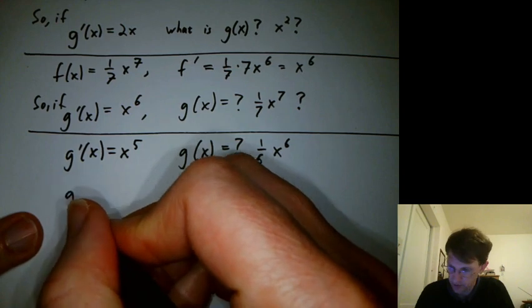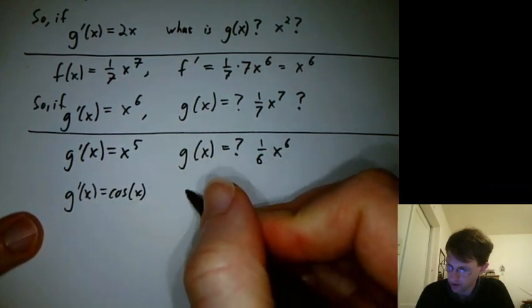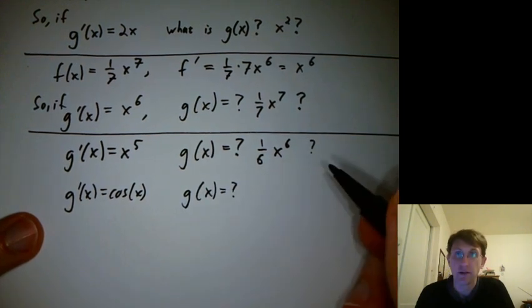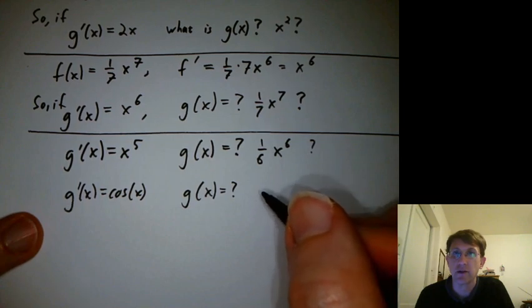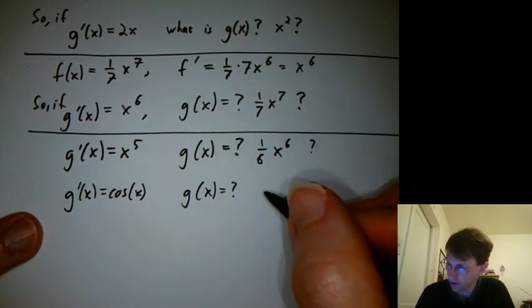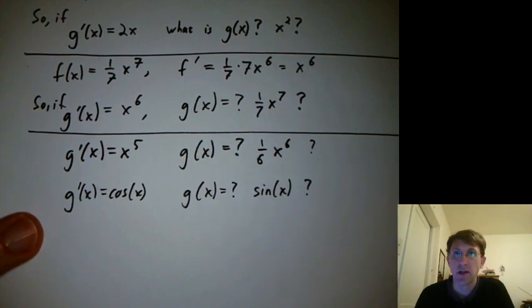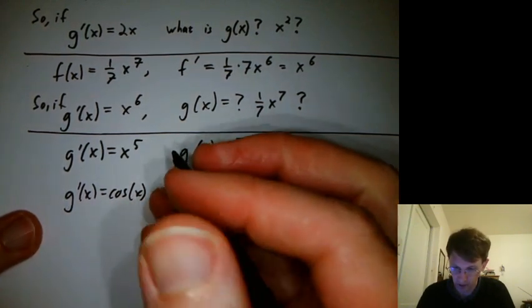What about if g prime of x was equal to cosine x? You'd say g of x seems reasonable that it would be what? What do I have to take the derivative of to get cosine? Well, a reasonable answer would be sine of x. Notice I'm putting a question mark here because there's more to that story, but sine does work. It gives you a derivative of cosine.